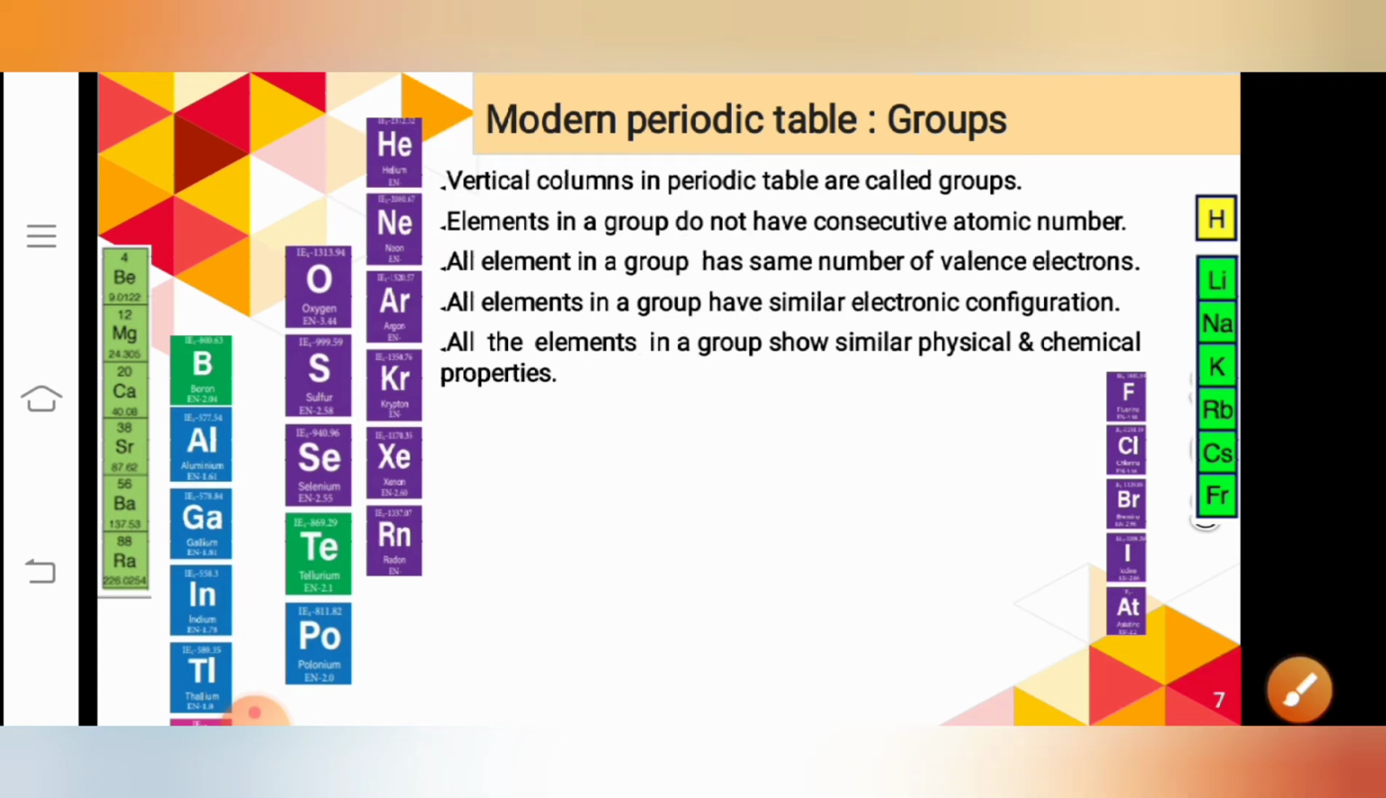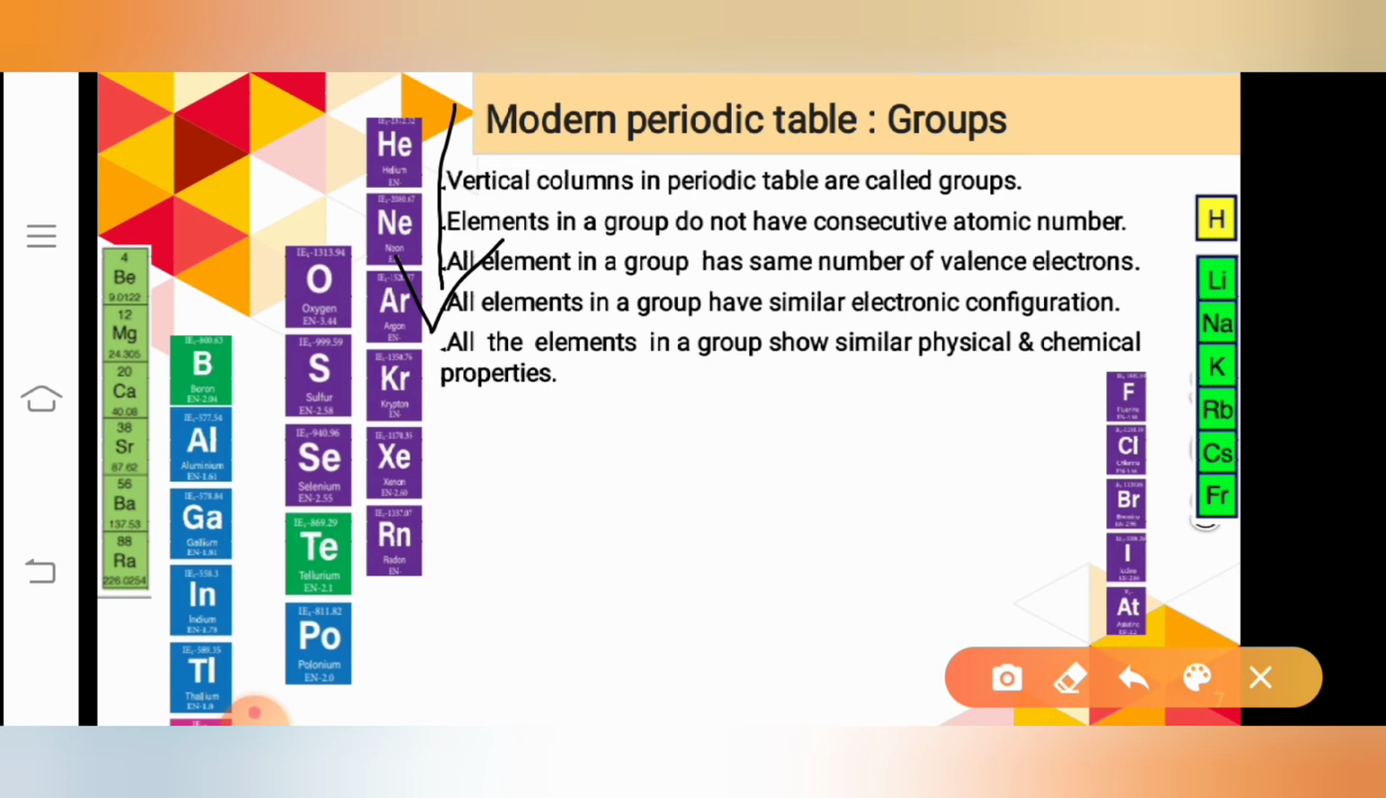Okay, and all the elements in the group, as I told you, have a similar electronic configuration and show similar chemical and physical properties also. And one more important thing you have to understand here is that the number of shells keeps on increasing as we go down the group. I repeat, the number of shells keeps on increasing as we go down the group.